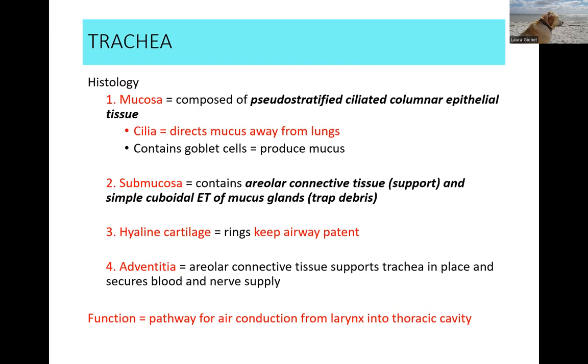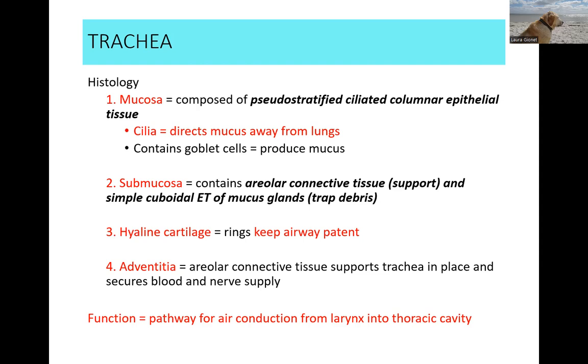Below the mucosa is the submucosa, where we find a lot of areolar connective tissue for support, and we find a lot of simple cuboidal epithelial tissue because we have a lot of mucus glands there. And glands, 99% of them, are composed of simple cuboidal epithelial tissue.